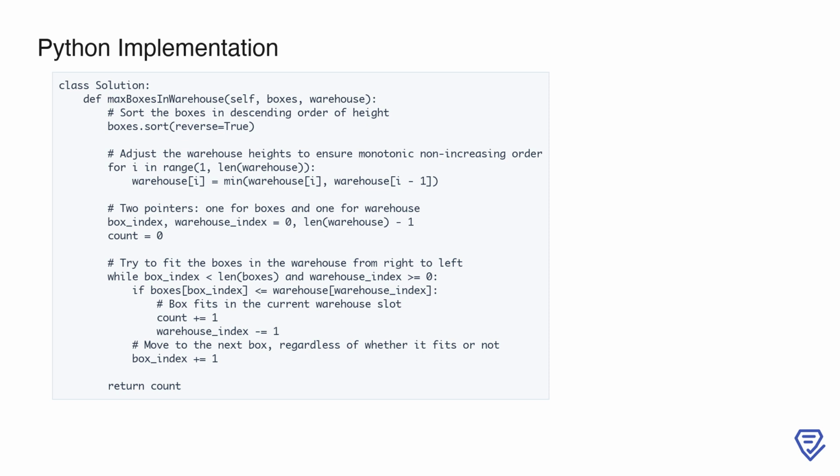For counting boxes, a count variable keeps track of how many boxes have been successfully placed. 5. Output. Once we have iterated through all boxes or the entire warehouse, we return the count as the result.